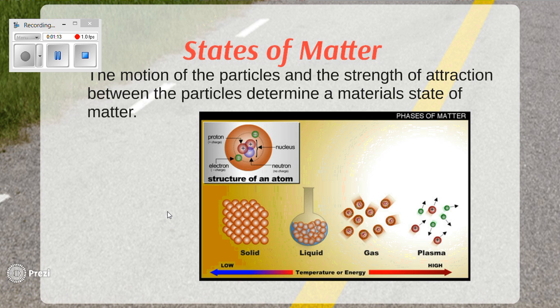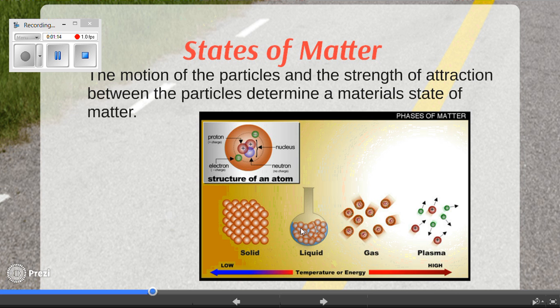If you look here in the picture, we've got all four of our states of matter. We have solids, liquids, gases, and plasma, and you'll notice that based on how these particles are arranged in each one of these states, is going to determine how they move. It will also determine the strength of the attraction between the particles. Let's look at the solid state of matter.